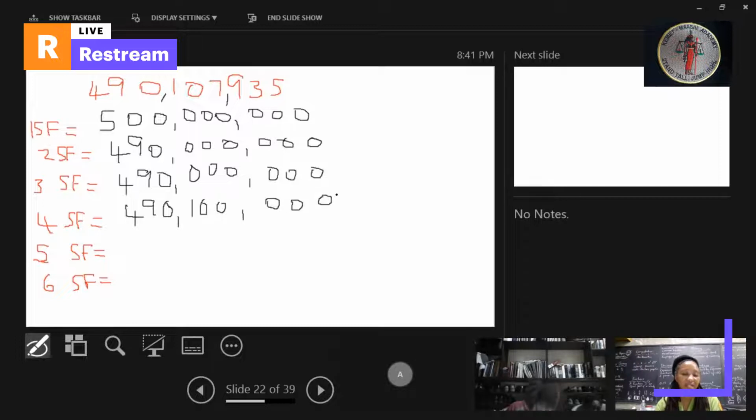Five significant figures. The number in 5 is 0, so we put back 4,901. And then we look to the right of the 0, and it's 7, which is bigger than 5. We add 1 to the 0, so we get 1. And then we fill in the rest of the zeros.